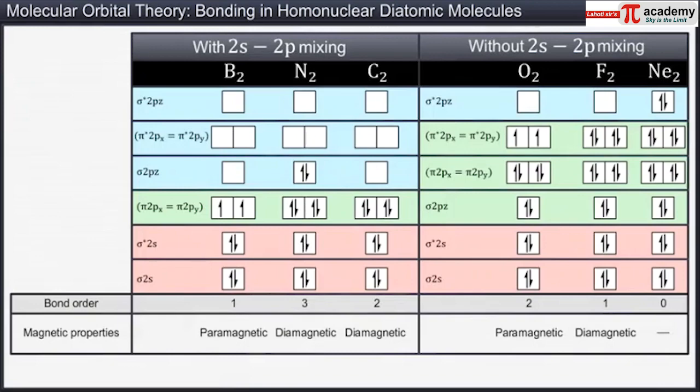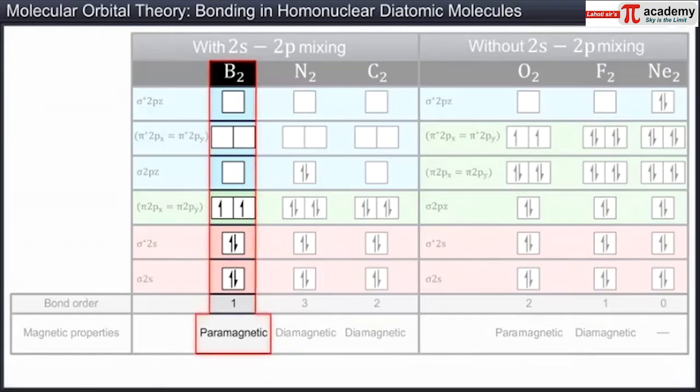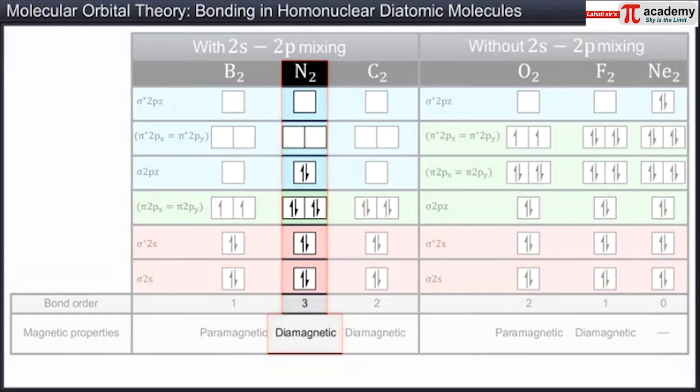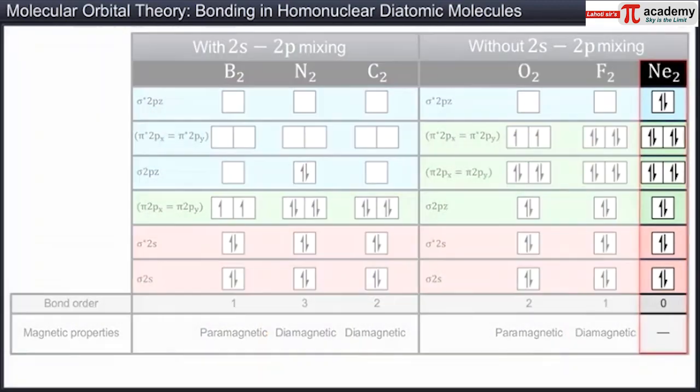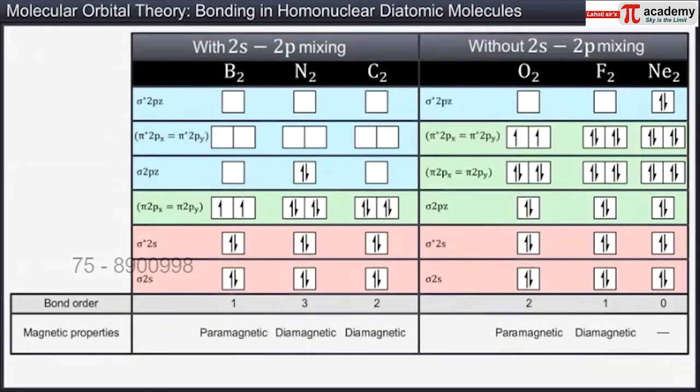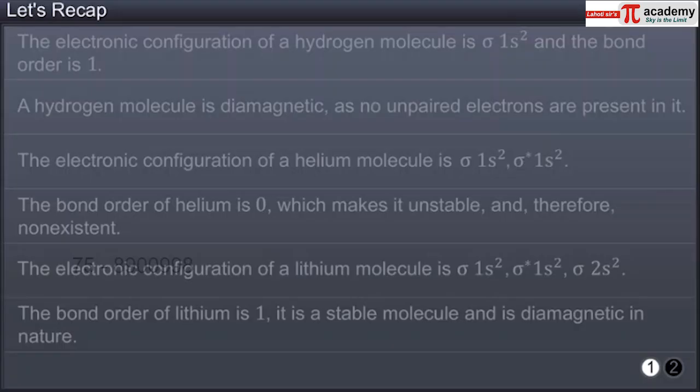Similarly, the electronic configurations of other homonuclear molecules such as boron, nitrogen, fluorine and neon are shown here, from which bond order and magnetic property can be calculated, as given in this table. You have now reached the end of this module.